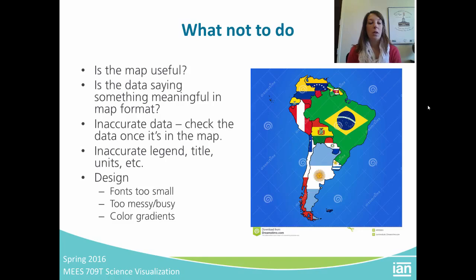So what not to do? Ask yourself first, is the map useful? On the right-hand side, you see here a map of South America, and each country has its flag as the country. But I have no idea what flag is for each country, so I still don't know which country is which on this map. Unless you labeled it with the name of the country so that the name connects to the flag, you're not going to be able to use this map. It's not useful to the reader.